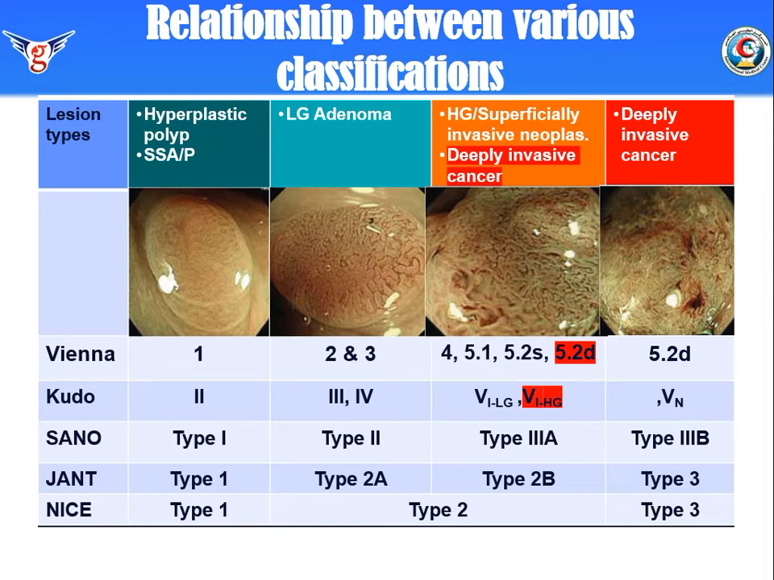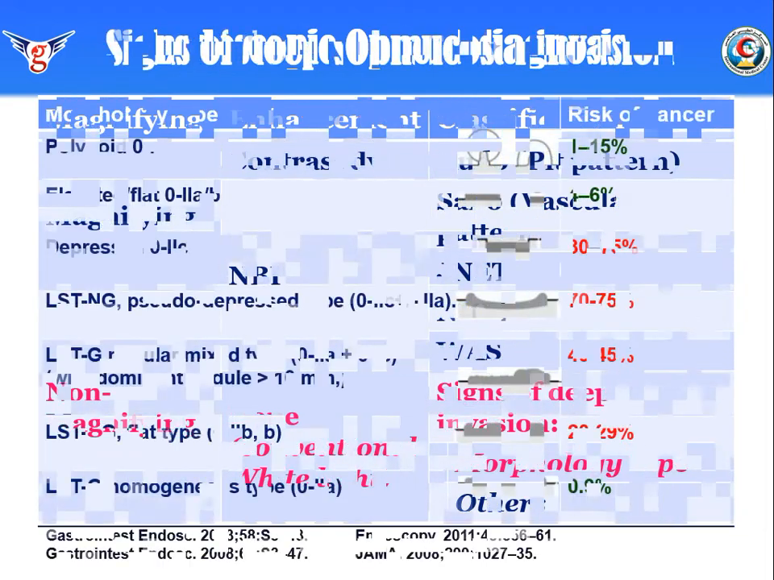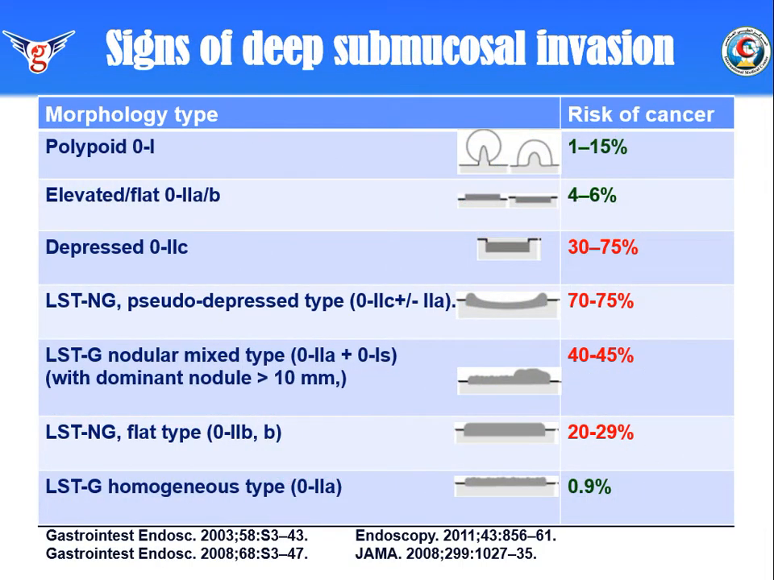Now we have finished talking about the enhanced imaging, now to the role of the conventional white light endoscopes in the optical diagnosis of colorectal neoplasia. Actually, there is only one piece of information that we can look for in white light image, which is whether there are signs of deep invasion or not. First, the significance of the morphological type and relation to deep invasion. These are the average risk of deep invasion in various morphological types.